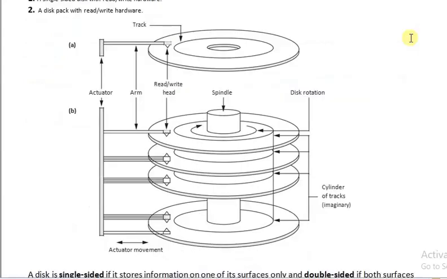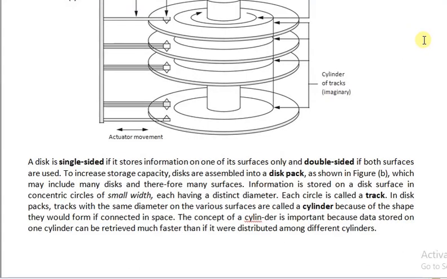The arrangement consists of an actuator. The actuator holds the read-write head. The read-write head helps to read as well as write the data, as we can see in this block diagram. A disk can be single-sided, that is, information can be stored on only one surface, or it can be double-sided, that is, information can be stored on both surfaces.